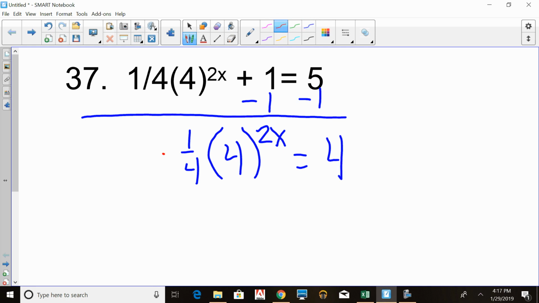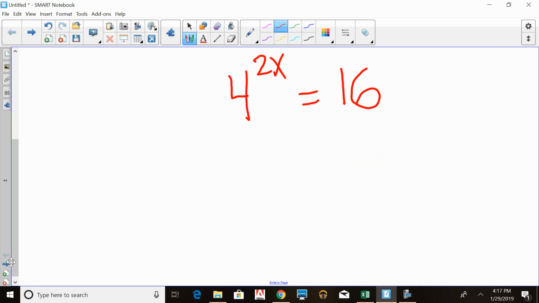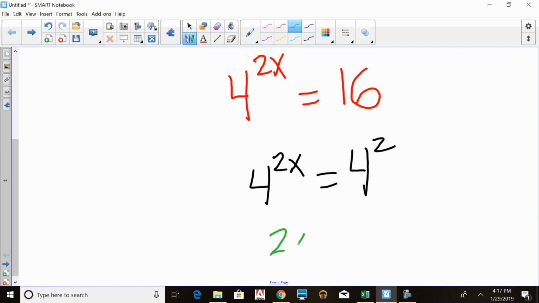Then we can multiply this side by 4 and that side by 4 to get rid of the 1/4. So then we have 4 to the 2x equals 16. Because 16 is the same as 4 squared, and the bases are the same, the exponents would be the same. So 2x equals 2. And finally divide by 2, you get x equals 1.